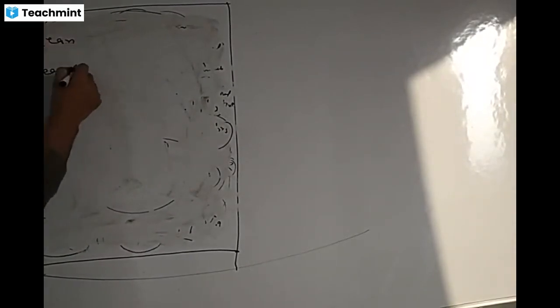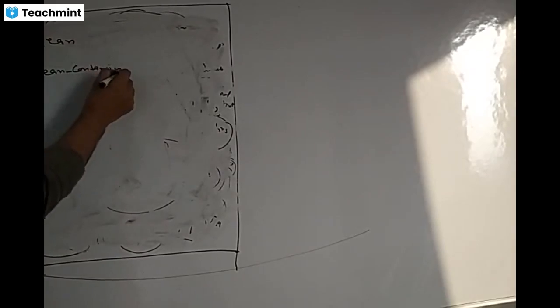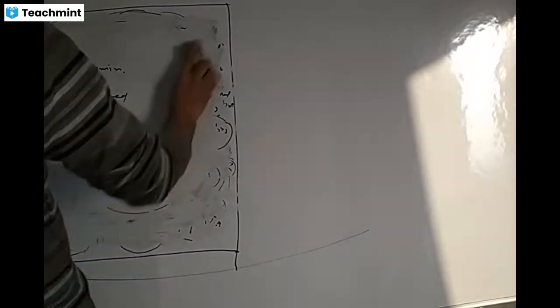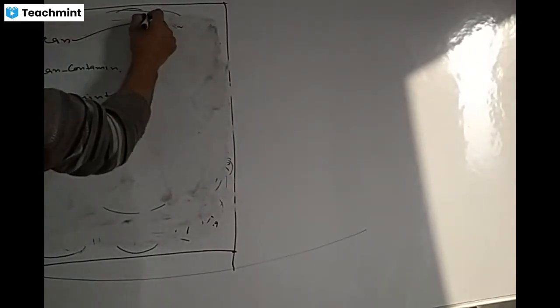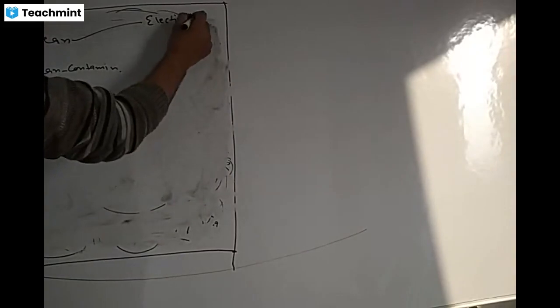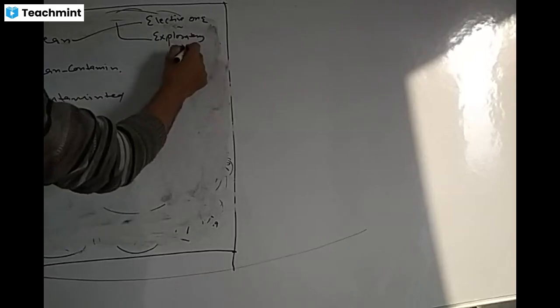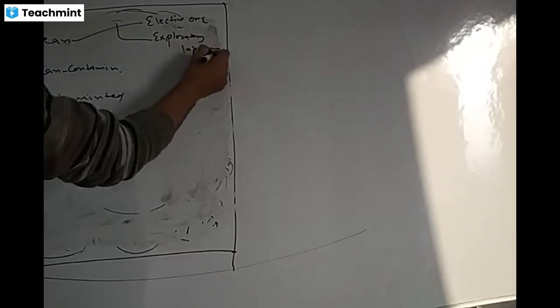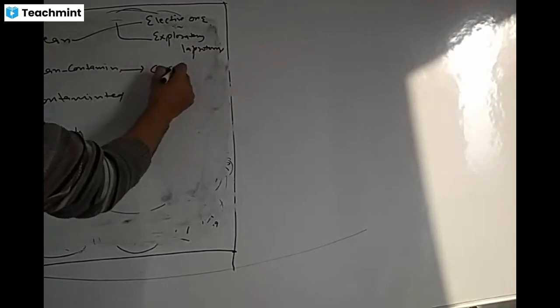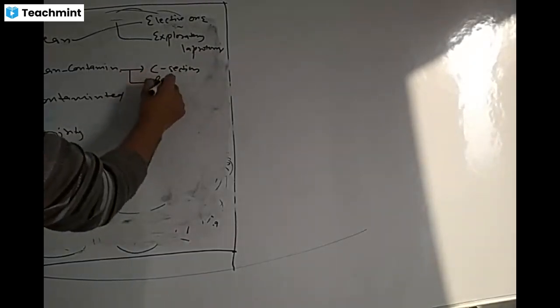So if we start with your clean, contaminated, and your dirty. If you want to remember 2 examples for each category, remember elective OHE, exploratory laparotomy. In clean contaminated, remember 2, C-section and your ruminotomy.